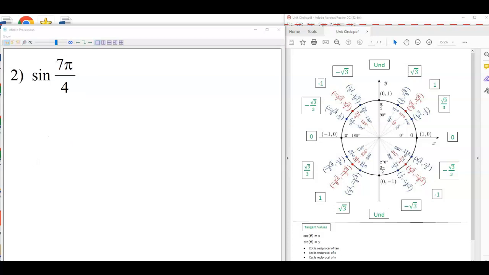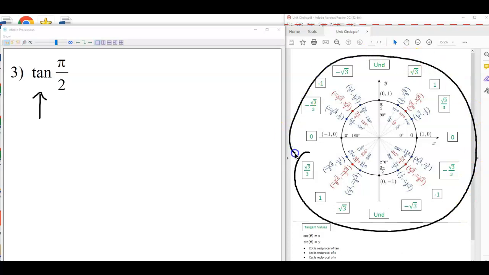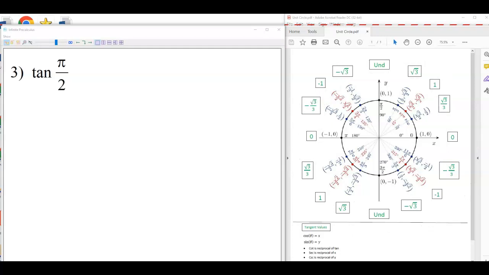All right, let's take a look at one more, and then I'll let you guys practice. Tangent of pi over 2. So now tangent is the green numbers here, the green ones. I can't really say it's x, I can't really say it's y, it's just those green numbers. So I need to find pi over 2. Here's pi over 2, and the green number that goes with that is undefined. In other words, there's no answer to this. This one is undefined. Okay, so that's how you can evaluate trig equations.